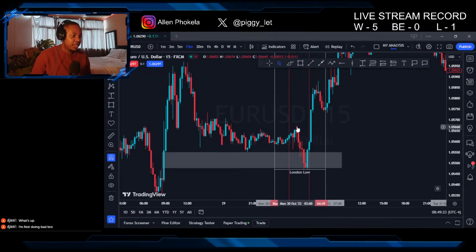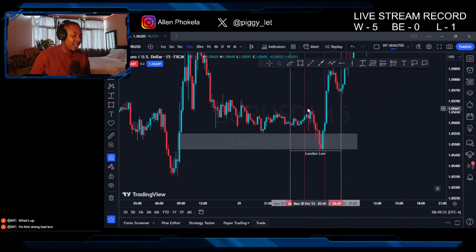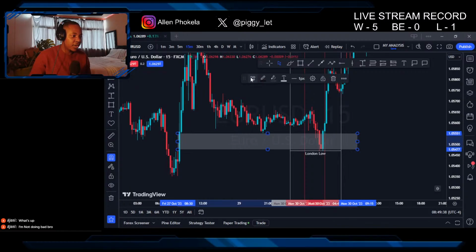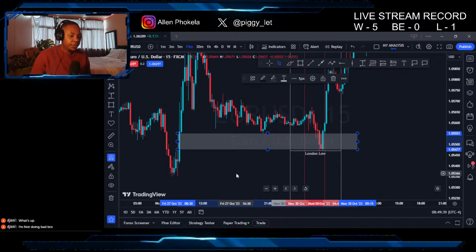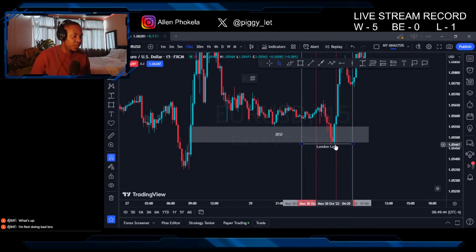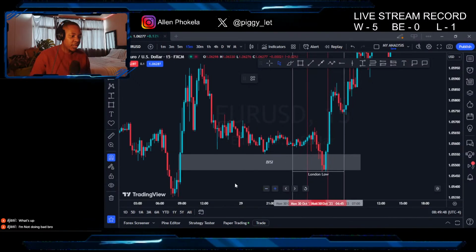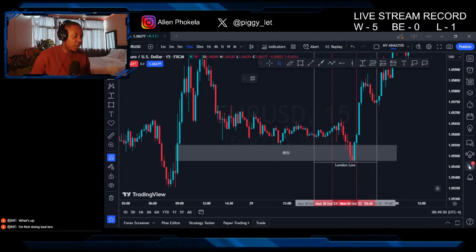Look for that turtle soup to take out everybody who tried to buy in this Asia range, hoping it'll break to the upside and maybe take out that buy side liquidity. As you can see, the price turtle souped into this BC right here. Let me just name that. Price turtle souped into that BC and gave us higher prices. So that's the trade that I'll normally look for.